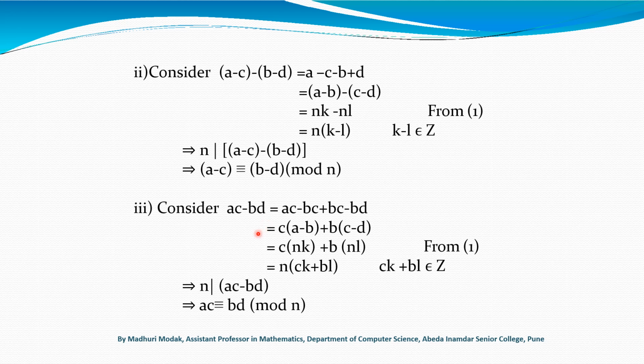Why are we doing this? Because we have the values of a minus b and c minus d. Using those values, it is c into nk plus b into nl. Again, by taking n common, it is n into (ck plus bl), where ck plus bl is an integer. So by the definition of divisibility, n divides ac minus bd. So by definition of congruence, ac is congruent to bd modulo n.